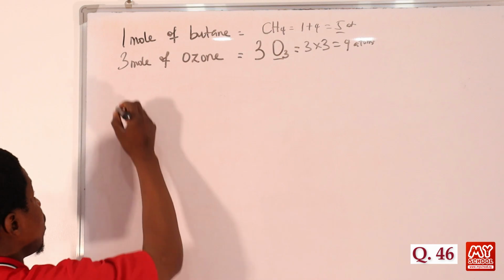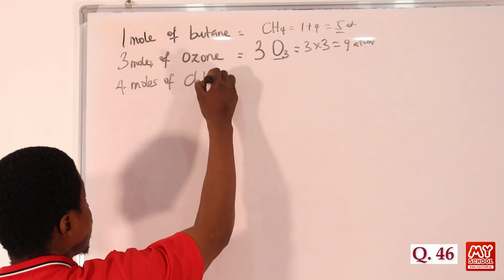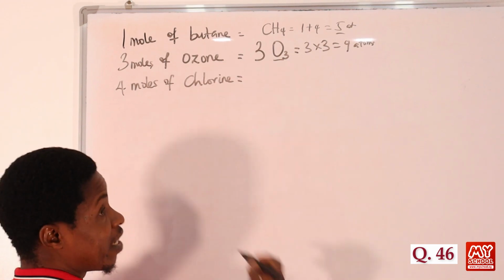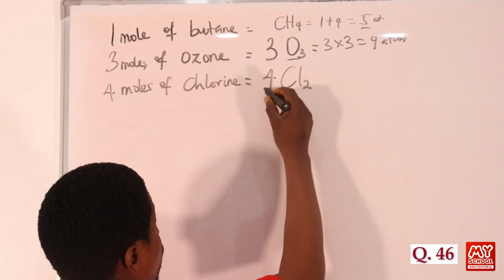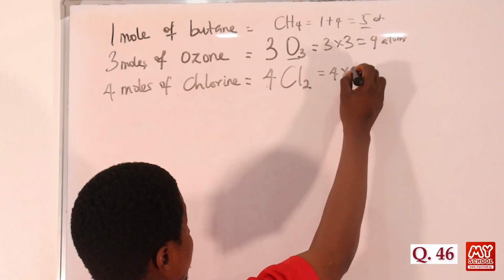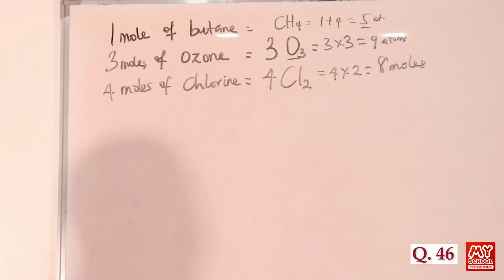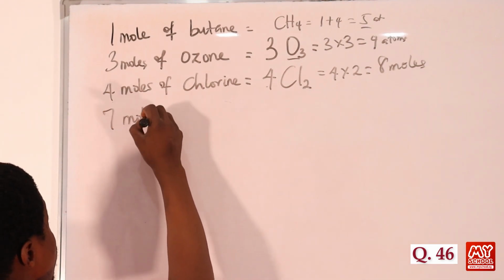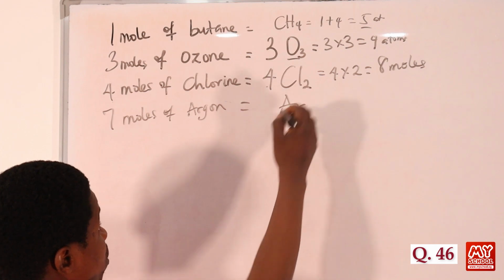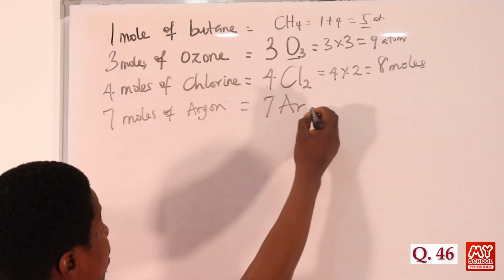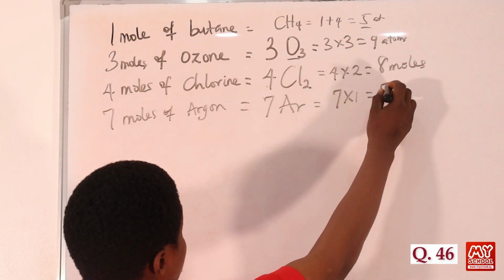Option C, 4 moles of chlorine. You know that chlorine is diatomic, chlorine is Cl2, and we have 4 moles here, so we have 4 of that. So 4 times this 2, what do we have? That is 8. So we have 8 atoms present there. And the last one, option D, 7 moles of argon. Argon is just monoatomic. So we have 7 here, so that would be 7 times, of course, 1. So that gives us 7.